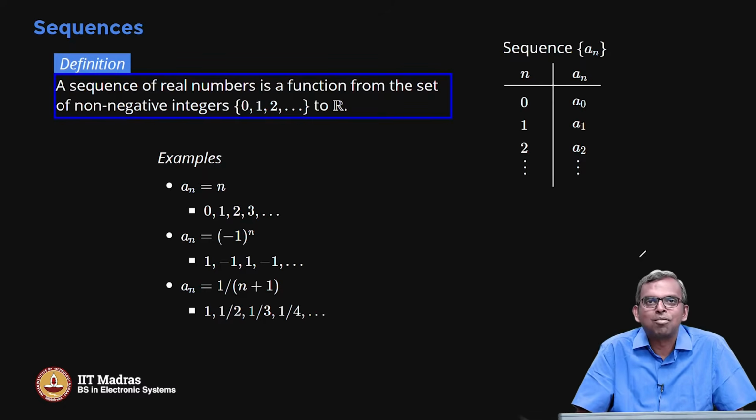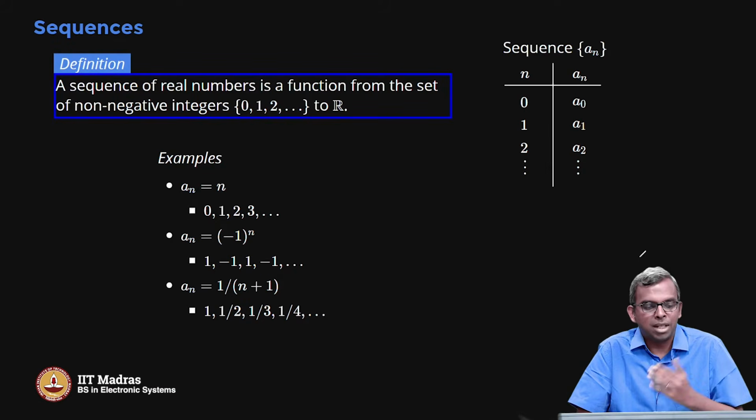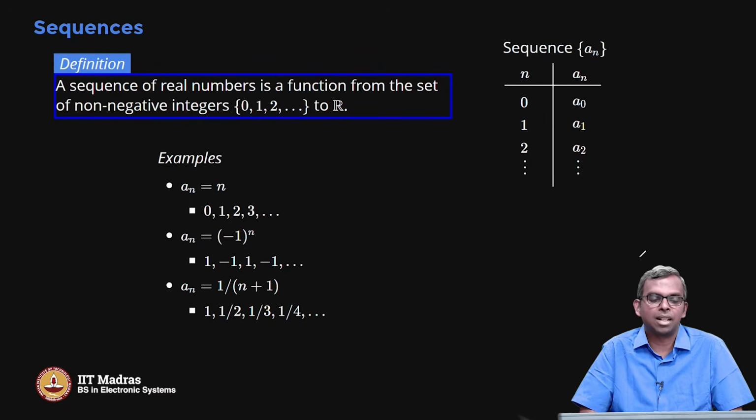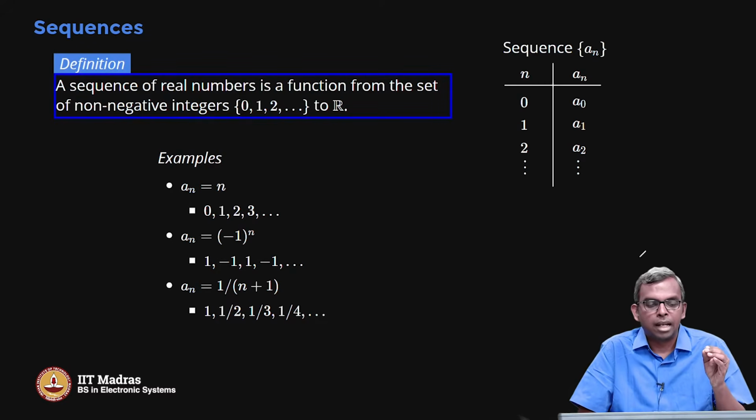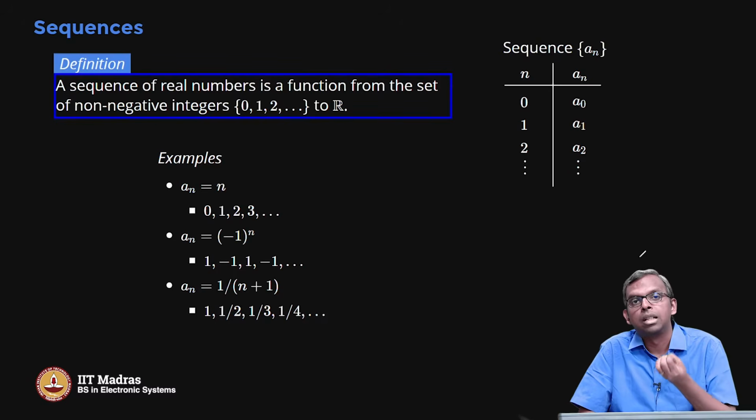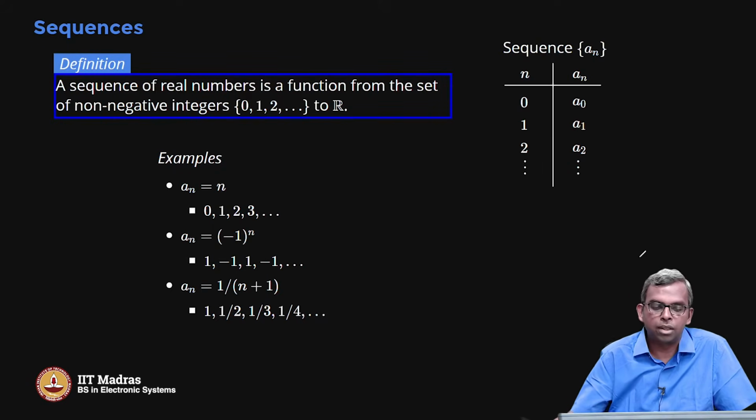So, here is a definition. Let's begin with the definition. This is a formal definition, the first time we are seeing a formal definition in this class. A sequence of real numbers is a function from the set of non-negative integers. I am using non-negative integers here. You can also throw away 0 and use positive integers if you like. That is not a critical part of the definition. It is a function from the set of integers to the real line R.